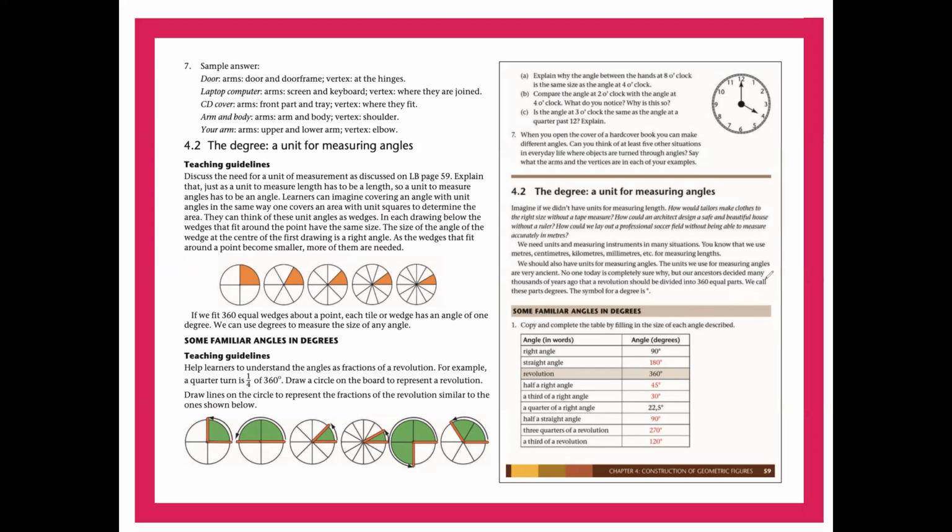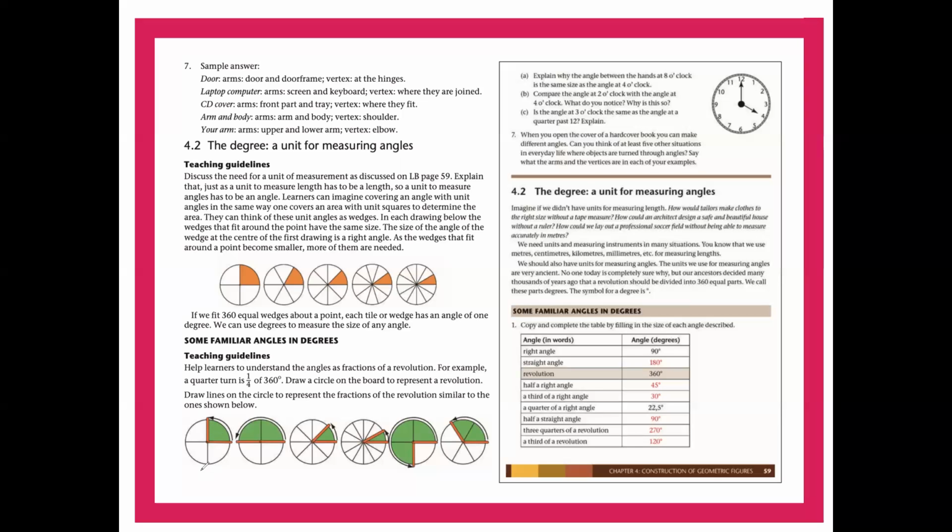It has been decided that in a circle there are 360 equal parts. So you say in a circle there are 360 degrees. Now, if you cut it up into quarters, each quarter will be 90 degrees. And there is a special name for this. You call it a right angle.